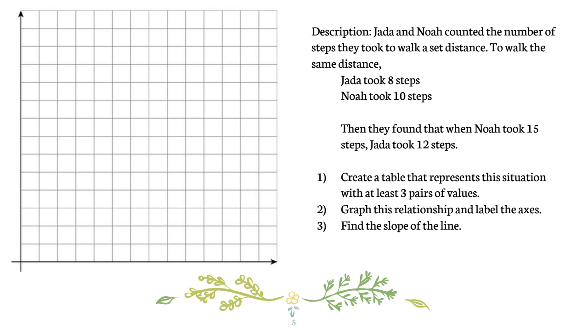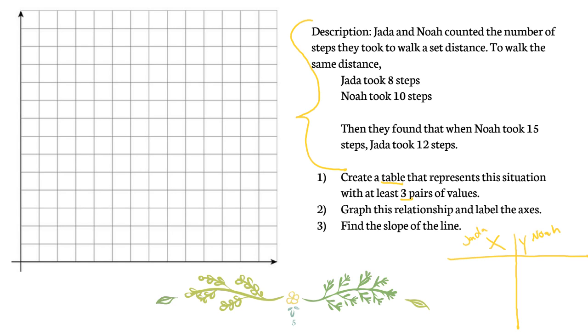Okay, so we're given the same description that we had on the last slide. That's the same information I just read. So number 1 says to create a table that represents this situation with at least 3 pairs of values. So we're going to do X and Y. I'm going to let X be Jada and Y be Noah.